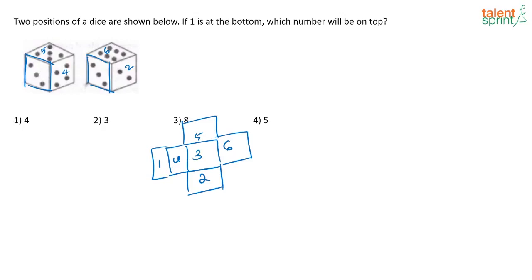Now what are they saying? If 1 is at the bottom, then which has to be on top? 3 has to be on top. Yes, 3 is the correct answer for this. That is option 2. The adjacent faces of the face 3 are 2, 4, 5 and 6. So the only face that should come opposite to 3 is 1. So the answer will be option 2, that is 3.